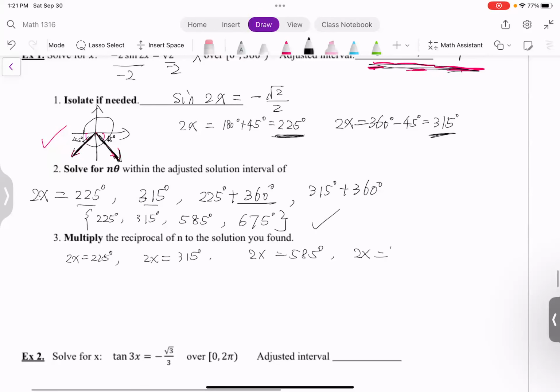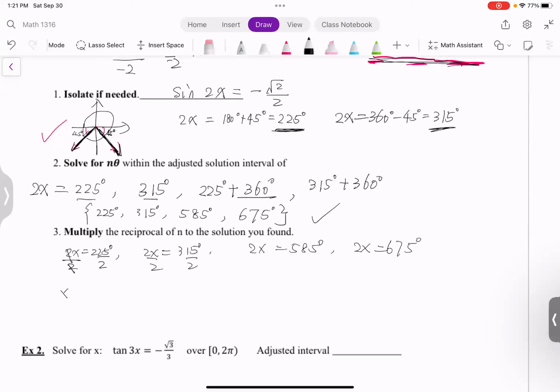2x equals 675 degrees. I'm solving for the x. I'm not solving for the 2. I need to get rid of the 2. How to get rid of the 2? Divide it by 2 or multiply by 1/2 both sides. So if I'm using the dividing method, divide by 2, everybody.